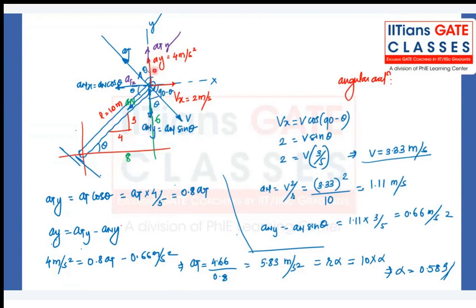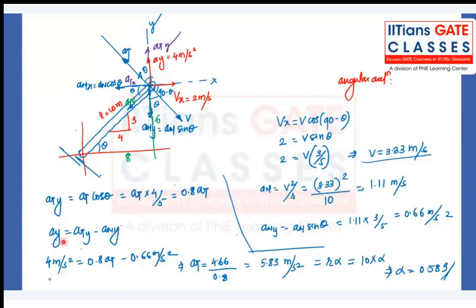Because the total component of the acceleration in the vertically upward direction they have mentioned as 4 meter per second square. What is that? It is the summation of acceleration along the y-axis. One acceleration is going upward, one is going downward. So that is why AY is equal to ATY minus ANY. AY is 4, ATY we just calculated as 0.8 AT, and ANY is 0.66.